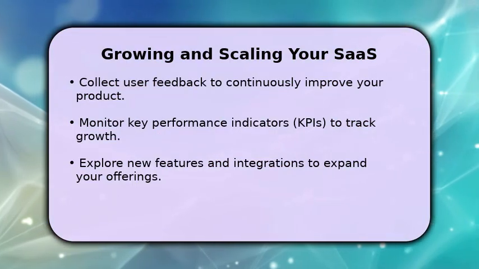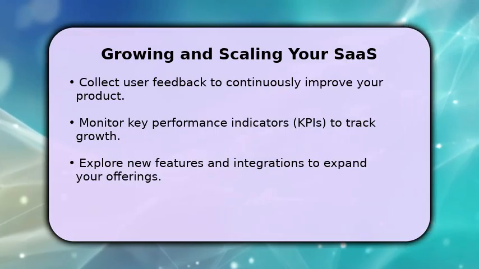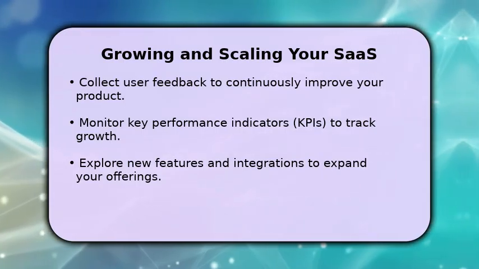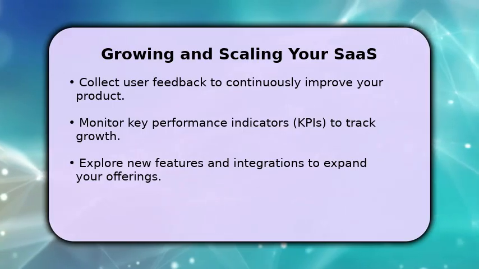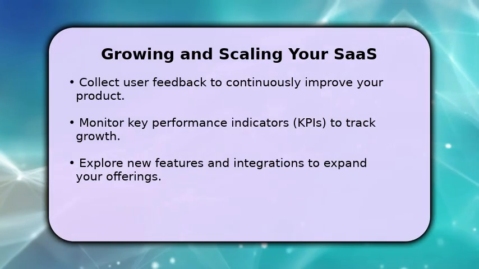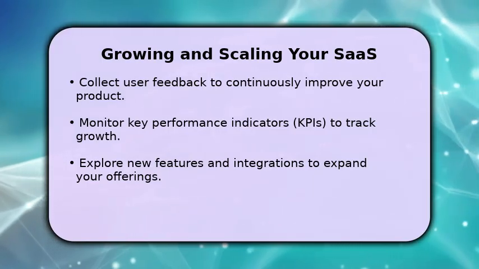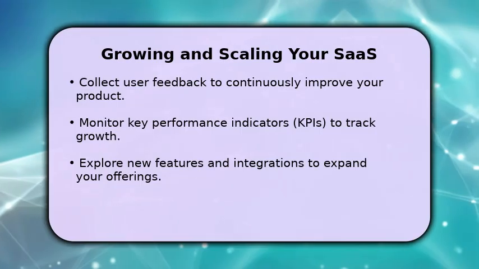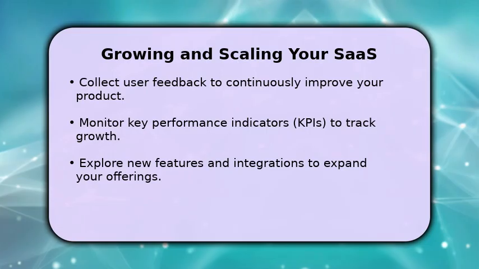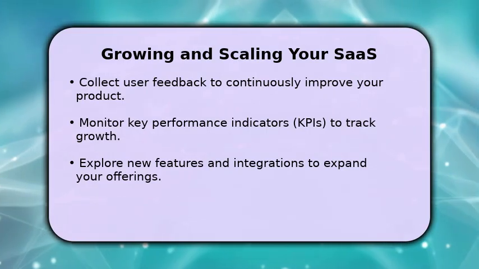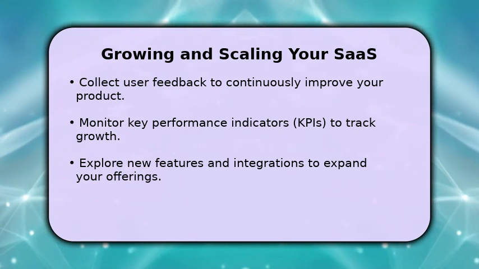Finally, focus on growing and scaling your SaaS business. Continuously collect user feedback to iterate and improve your product based on real-world usage. Monitor key performance indicators, or KPI, such as monthly recurring revenue and customer acquisition cost, to track your growth effectively. Explore new features and integrations to expand your offerings and attract more users. Prioritize customer retention and actively work to reduce churn rates for sustainable success.